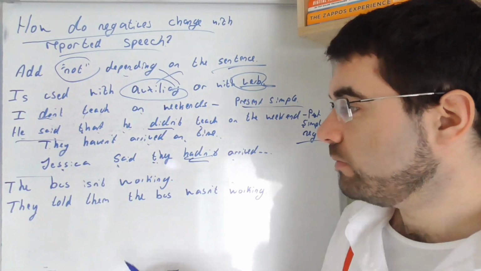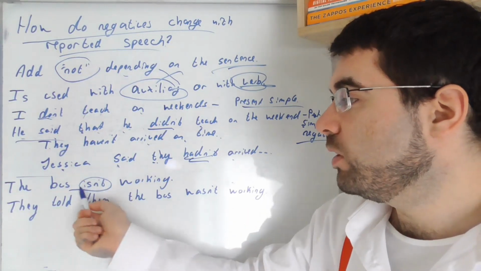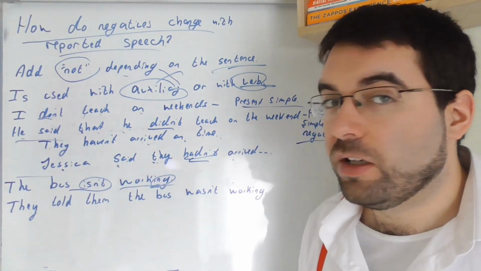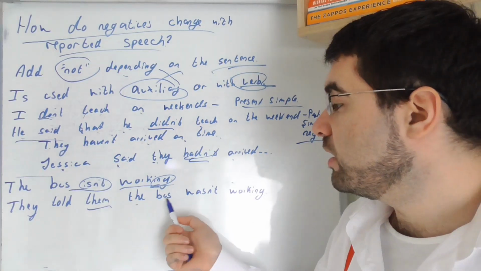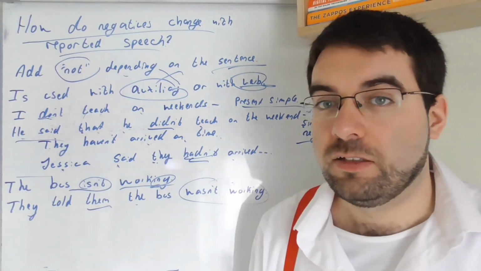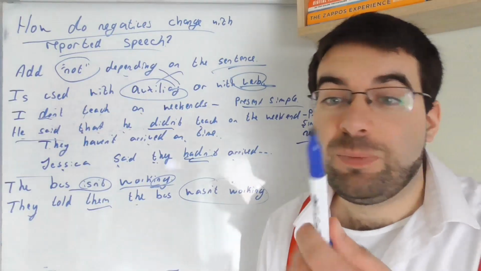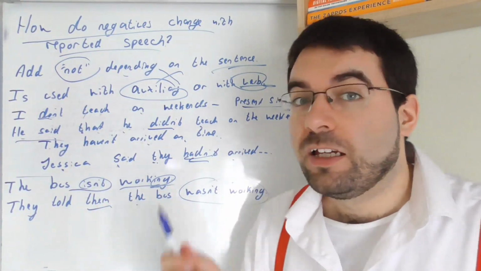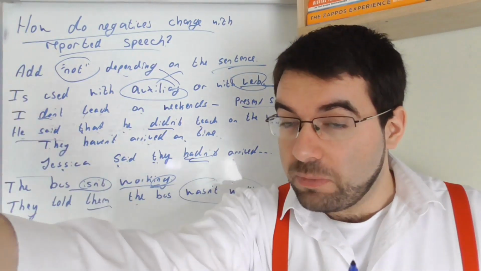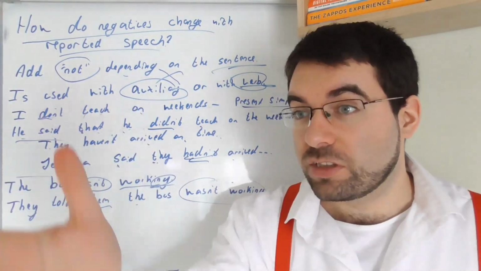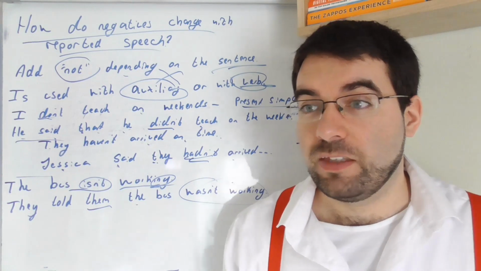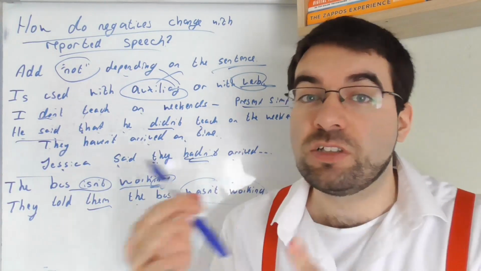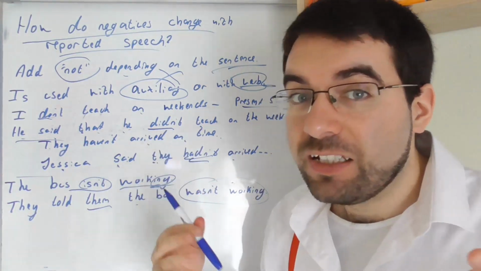The bus isn't working. Working being the verb. They told them that the bus wasn't working. The bus isn't working. The pen isn't working. Oh, it's not working. And then a week later, they told them that the pen or the bus wasn't working. It wasn't working. The past continuous. It wasn't working.